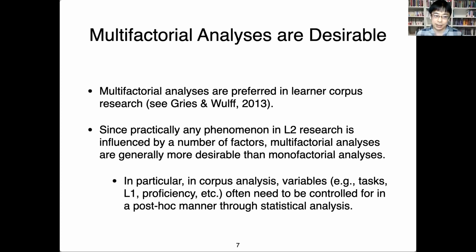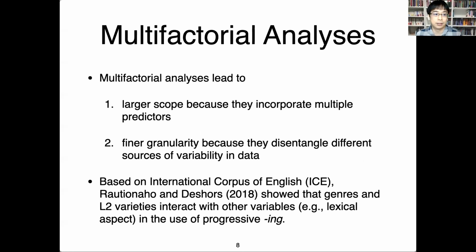Multifactorial analyses are generally preferred in learner corpus research, since practically any phenomenon in second language research is influenced by a number of factors. Multifactorial analyses are generally more desirable than monofactorial analyses. In particular, in corpus analysis, various factors like tasks, L1, proficiency, and others often need to be controlled for in a post hoc manner through statistical analysis, unlike typical experiments where researchers can control for these factors more experimentally. So multifactorial analyses are necessary or useful in learner corpus research.